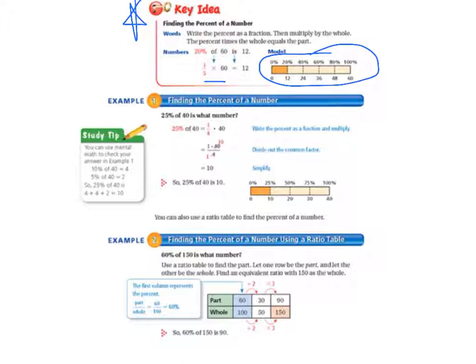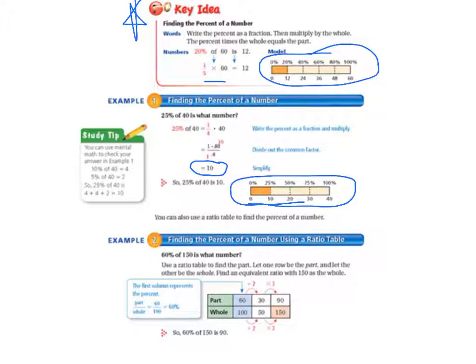Now let's start on example 1. Finding the percent of a number. So 25% of 40 is what number? 25% of 40 equals 1/4. So when you change 25% to a fraction, it's 1/4. And we multiply that times 40. So 1/4 times 40, we divide out the common factor, so that's the cross-canceling. And when we do that, we end up with 10. So 25% of 40 equals 10. And here's our model to show you how that looks.